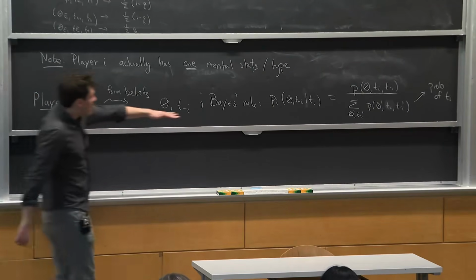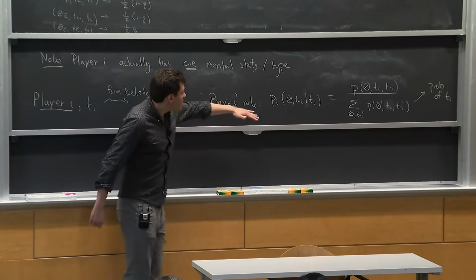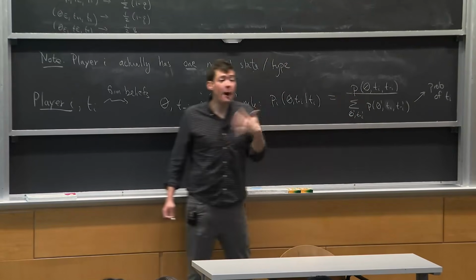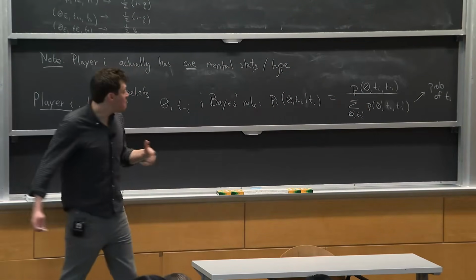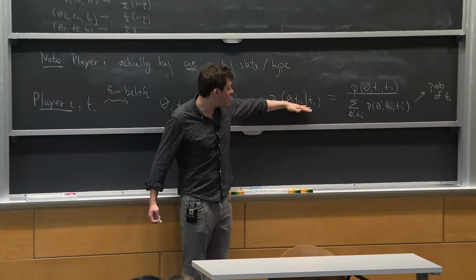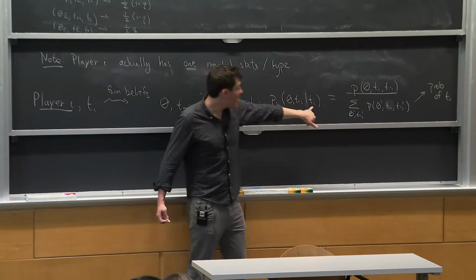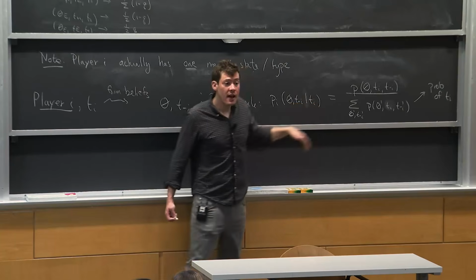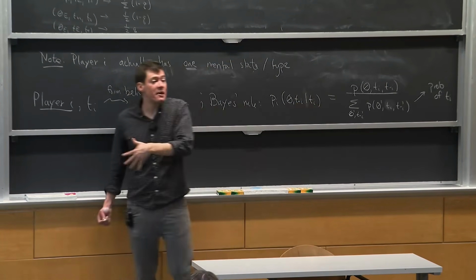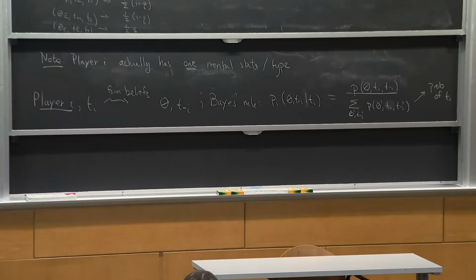So Bayes' rule is what allows me to leverage the prior distribution P, which, as we said, everyone knows, to update my beliefs and form my beliefs and assign probabilities to the state of nature and to other people's mental states as a function of my mental state. And in general, this probability here could vary with my mental state. If I had a different mental state, I would form different beliefs about the other players.